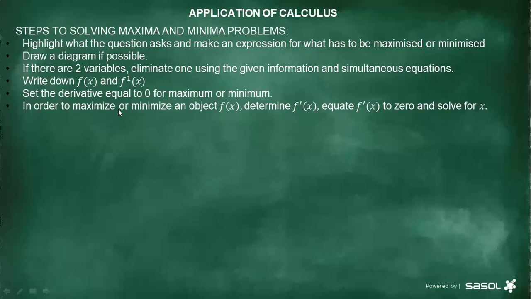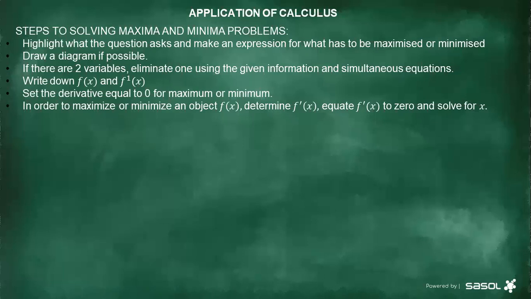In order to maximize or minimize an object, write f of x and determine f prime of x. Meaning, if you need the maximum or the minimum, then surely it's going to be f of x equals to whatever you're going to be having. Thereafter, you do the derivative, showing f prime of x, and after deriving, you equate it to zero to solve for the value of x. And it's not always the value of x. It will depend on the variables that we are having in that particular question.